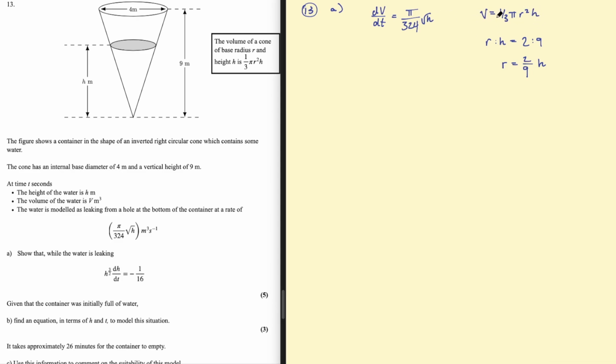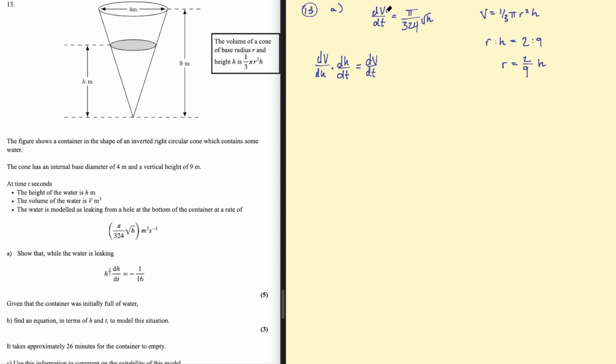The reason we need dV/dh is because we can use the fact that dV/dh times dh/dt equals dV/dt. This is from your differential equations work. Basically, you can think of this as the dh's cancelling out. So the rate of change of volume with respect to height multiplied by the rate of change of height with respect to time is the same as the rate of change of volume with respect to time.